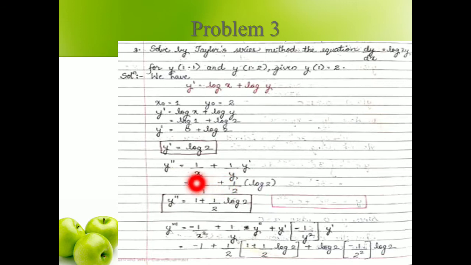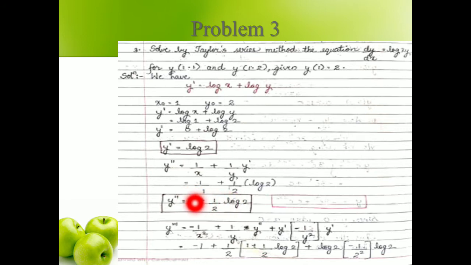Substituting the value of x as 1, y as 2 and y dash as log 2, we get the second order, that is y double dash equal to 1 plus 1 divided by 2 log of 2. Similarly, differentiate this with respect to get the third order. So when we differentiate, this will be minus 1 divided by x square plus 1 divided by y into y double dash plus y dash into minus 1 divided by y square into y dash.